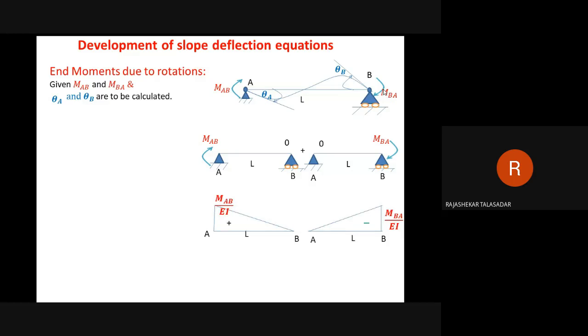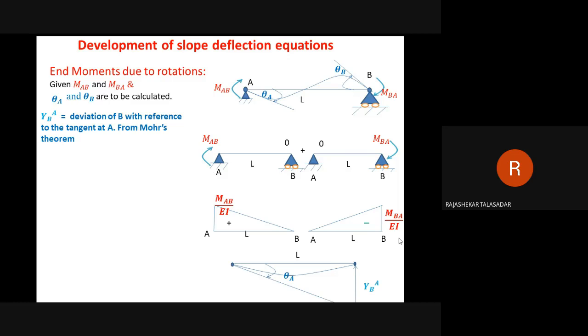This is the same as this one. Now, if you draw the bending moment diagram for this, you know that it is a clockwise moment, hence it is plus. But this diagram is the M by EI diagram, so it is M by EI. And this is clockwise from the right side, so it is negative, again MBA by EI. So you know that the slope at any point is the deviation divided by the span, by the tan theta relation, opposite by adjacent. What is YBA? It is the deviation of B with reference to the tangent at A. This is from Moore's theorem.